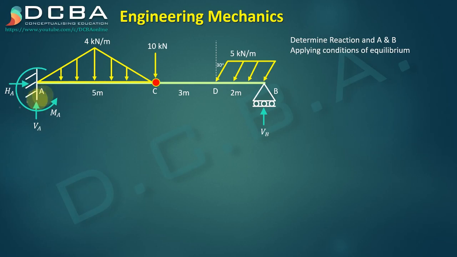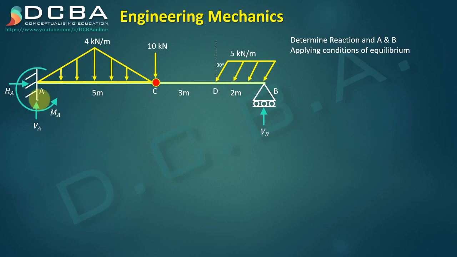This is a propped cantilever. If you see, the end A is fixed and the other end is a roller support. So it's a propped cantilever and it has an internal hinge at point C. Now let us see how to solve such structures which have internal hinge in them.